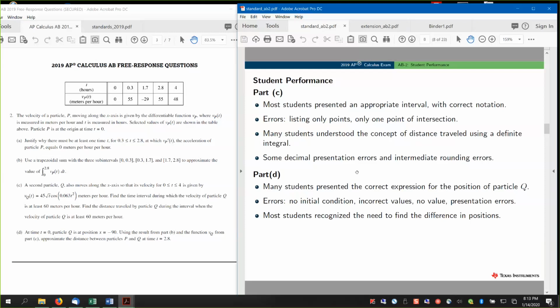Down towards the bottom of this slide in part D, many students presented a correct expression for the position of particle q. But there were several common errors, unfortunately. No use of the initial condition, for example, incorrect value for the position. That often could be linked to calculator usage. Often no value at all presented for the initial condition. And unfortunately, again, there were some decimal presentation errors. And finally, most students did recognize the need to find the difference in positions of particles P and Q. That's a good thing.